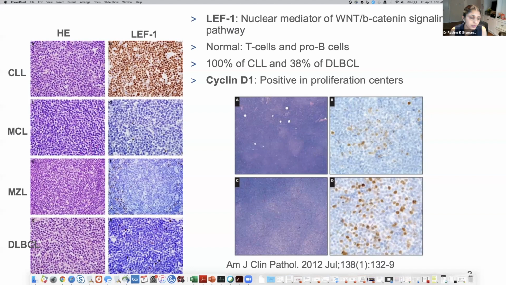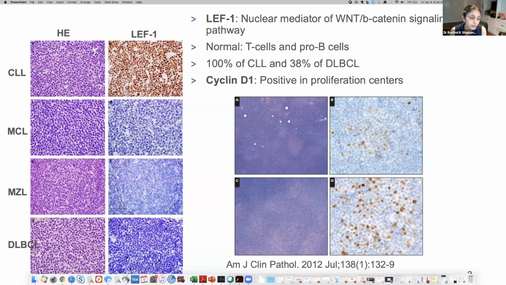You can see in the upper panel here, CLL highlighting pretty much all 100% of cells are positive. So this is a nuclear mediator of the Wnt beta-catenin signaling pathway. It is normally expressed in T cells, but not in mature B cells. And it is only CLL and a subset of diffuse large B cell lymphoma that are positive for LEF1, and mantle cells, marginal zone, and any other neoplasm, all of them are negative.